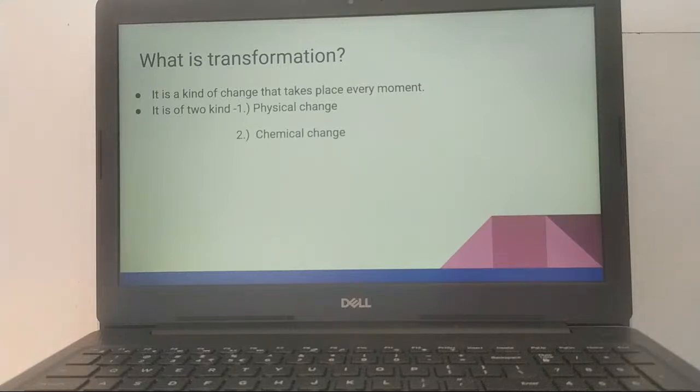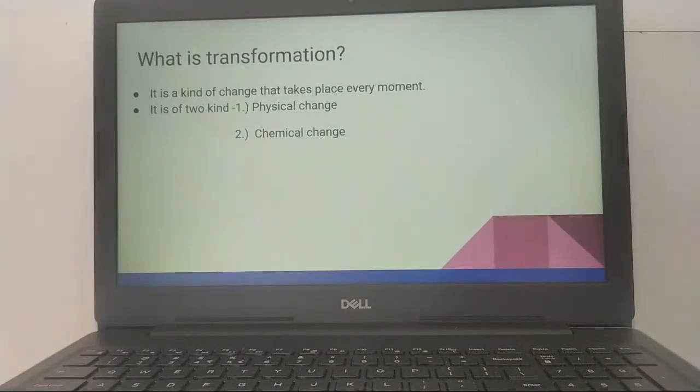Then we have discussed transformation. What is transformation? It is a kind of change that takes place every moment. There are so many changes taking place around us. For example, in the morning you must have had breakfast. Your mother must have cooked it. The raw food is cooked, it's prepared, and when you eat it, it is then also changed into another substance.